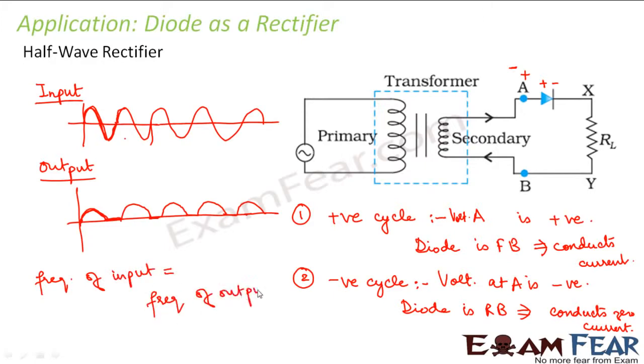What is frequency? I hope you all remember all these things. Frequency is the number of waves which are covered in one particular wavelength or in a certain period of time. So if you compare from this point to this point, that is equivalent to this point to this point. So how many waves? Here also it is 1, here also it is 1, right? So the frequency of input is equal to the frequency of output.